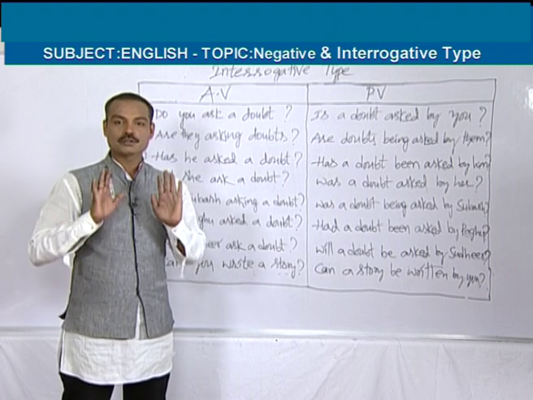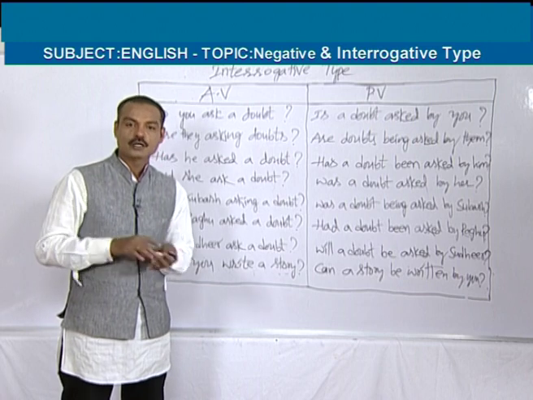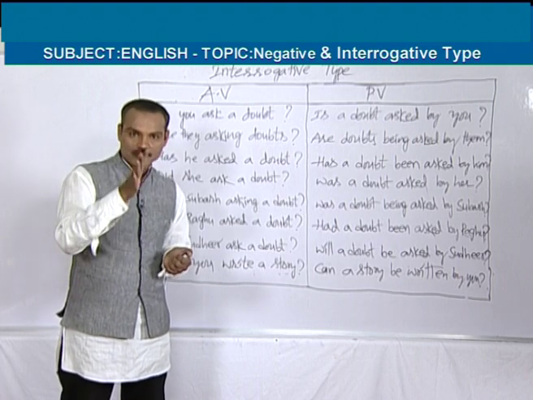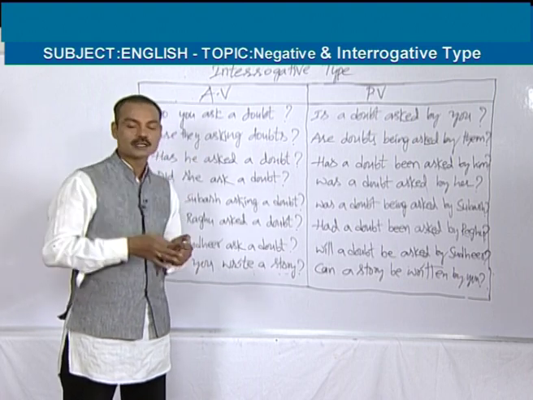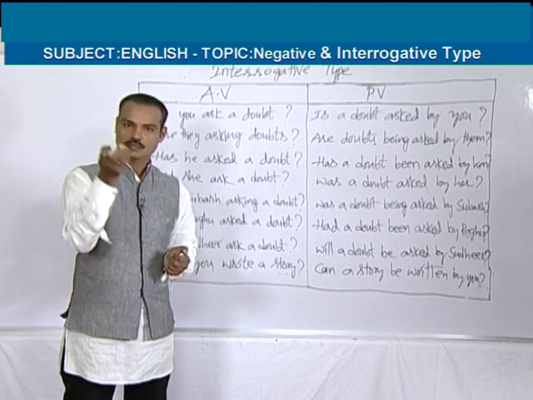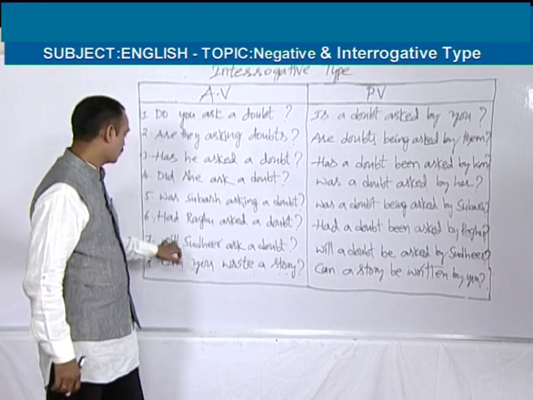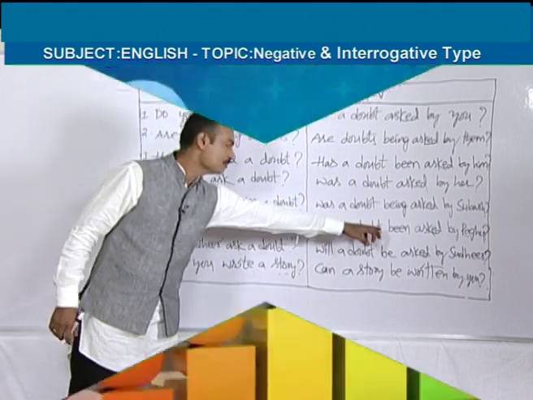Once again I am going to explain when we should use been, when we should use being. When the active voice contains an ing form, we should use being in the passive voice. When the active voice contains have, has, had, we should use been in the passive. So had is there, that's why we used been.